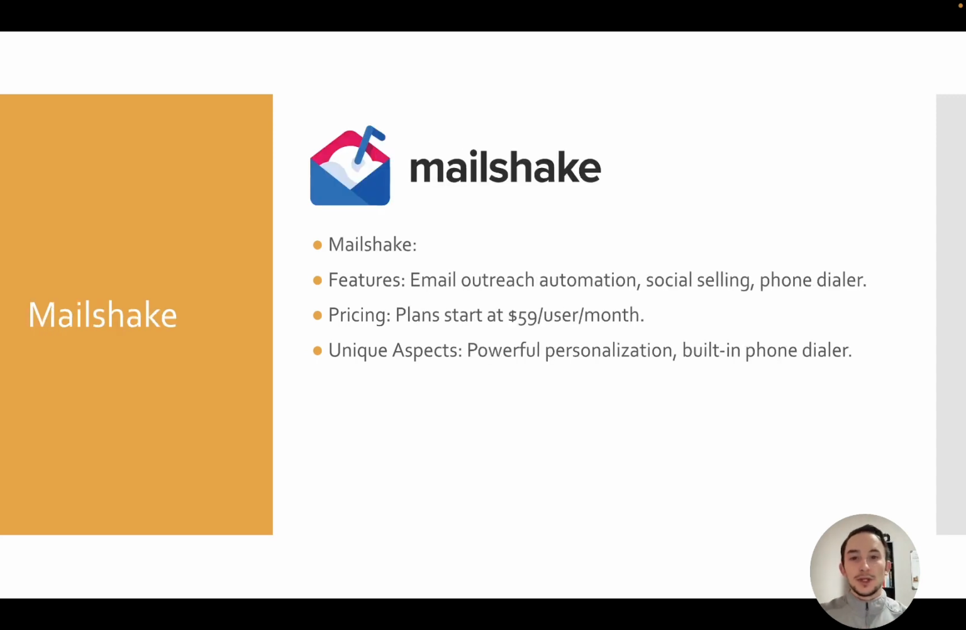Number 3 is Mailshake. Now, this is really good for email outreach automation and doing cold email campaigns. They also have social selling. So if you want to reach out to people maybe on LinkedIn and other platforms and kind of be multi-channel, it's very useful for that. So if you're thinking about maybe being multi-channel in terms of your cold outreach, Mailshake's going to be a very good option. And also a phone dialer.